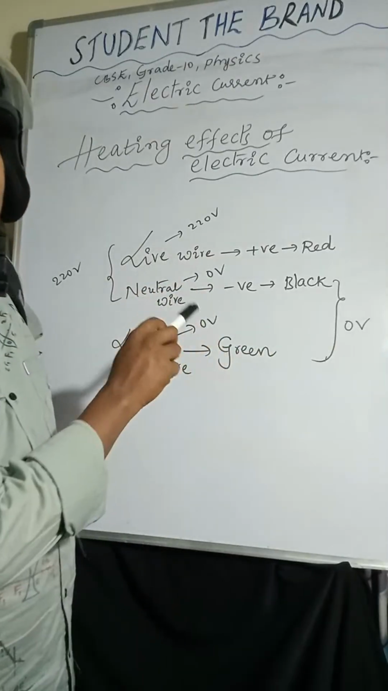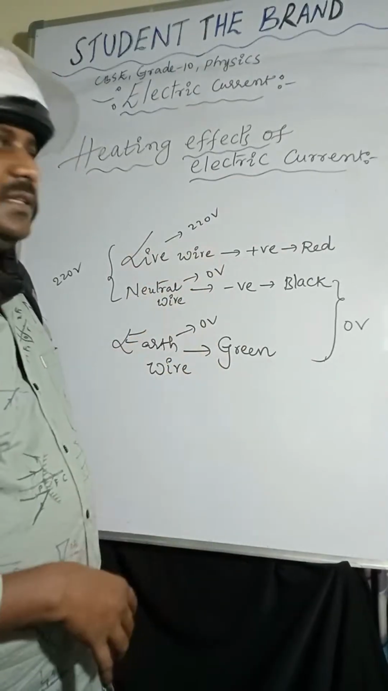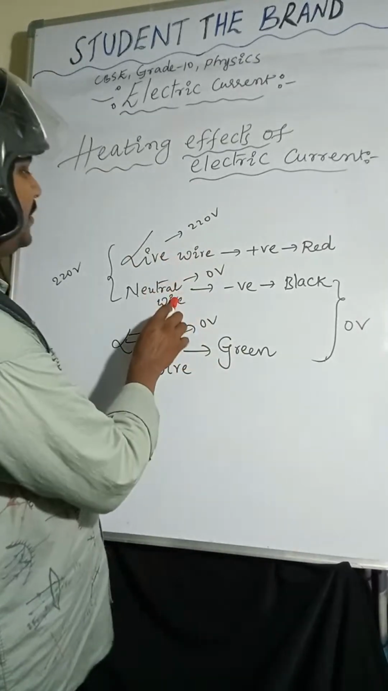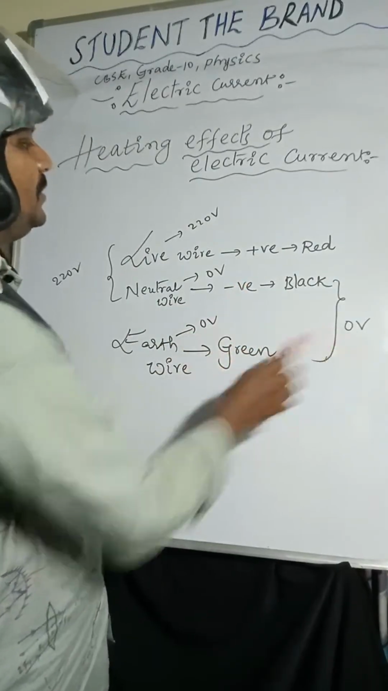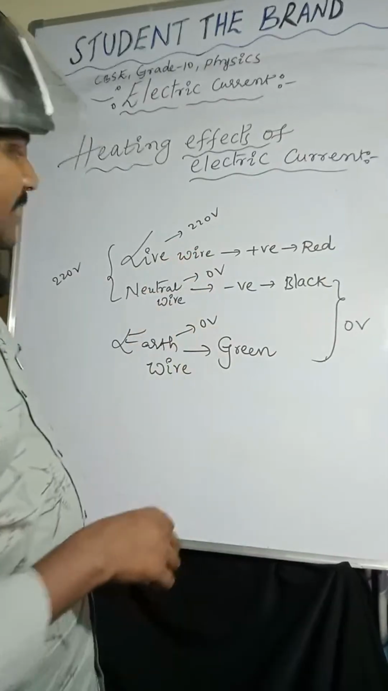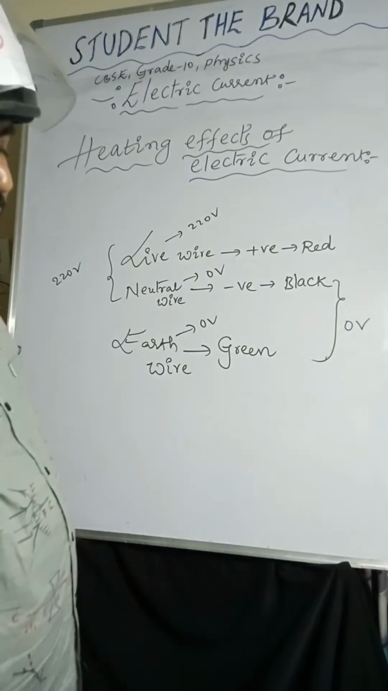We can expect a question from this. Potential difference between live wire and neutral wire is 220 volts. Between neutral wire and earth wire is 0 volts. And live wire and earth wire also 220 volts. That is also very important. Okay, I hope it is very clear.